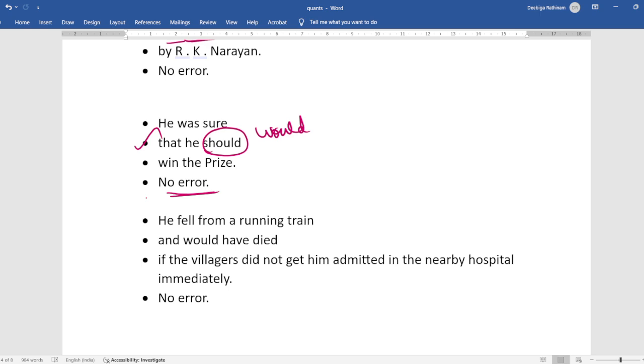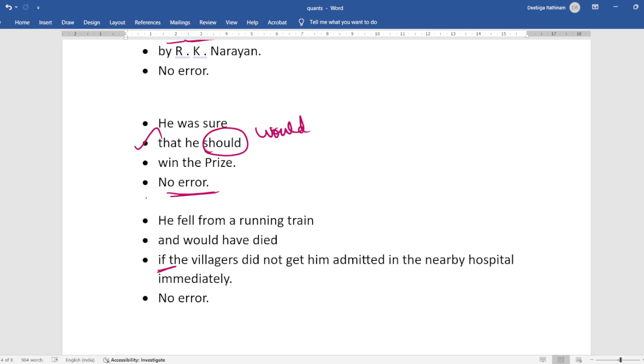Let's go to the next one. He fell from a running train and would have died if the villagers did not get him admitted in the nearby hospital immediately. Okay, so if you look into this, he fell from a running train. This is actually correct. And would have died. Okay, so they've used an if clause here, right? So this is actually kind of an imaginary situation. If the villagers actually came to the rescue and saved him when he fell from the running train, but if they had not come, what would have happened?